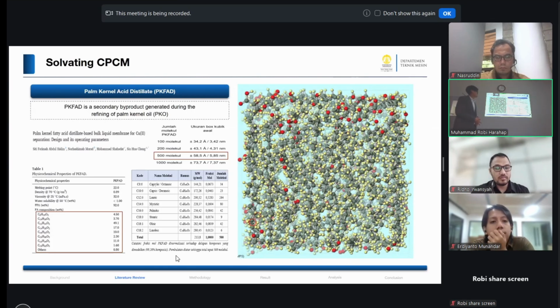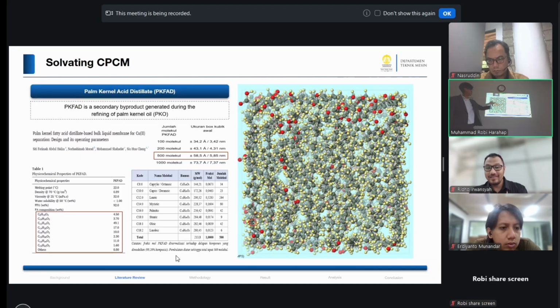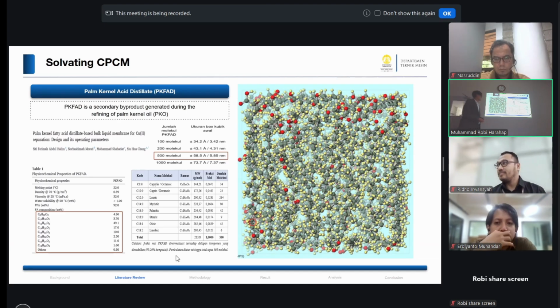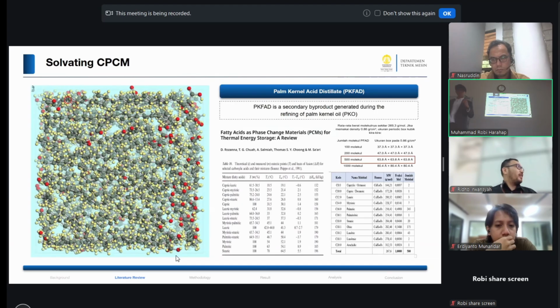Okay, now let's talk about the composite phase change material. There are several different references that I used for the compositions of each material. So this one is from Siti Fatima Abdul Halim, and using mass fraction calculations, we can get the corresponding amount of free fatty acids to create the PCMs. And why did I use 500 molecules to simulate the PCM? Because lower than this, you cannot put this linoleic acid into the mix, because the amount of molecules is too low. Okay, the same goes for PKFAD. Let's just go right into that.